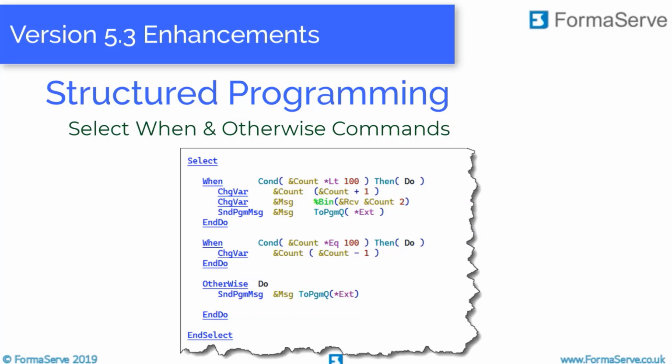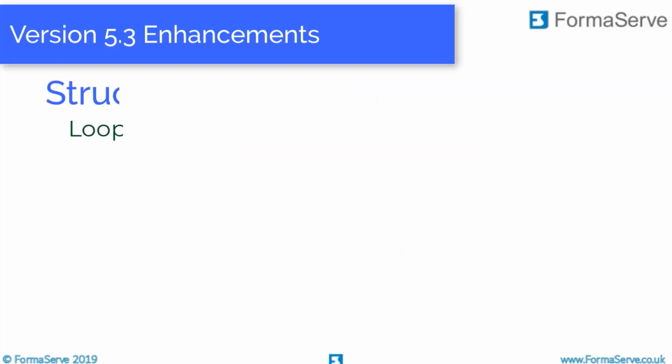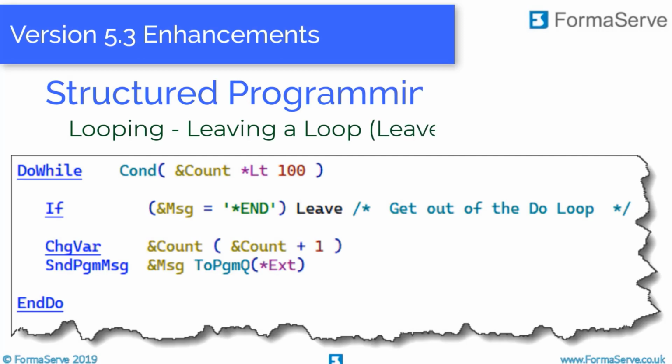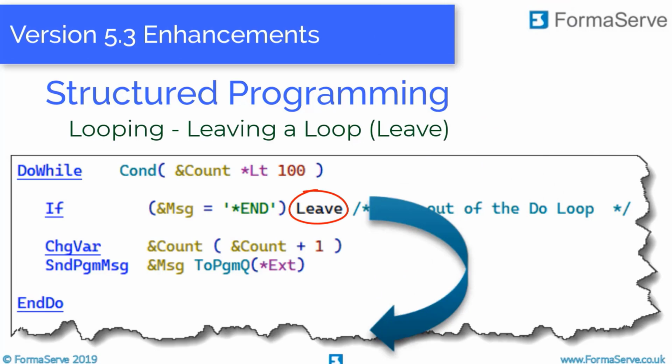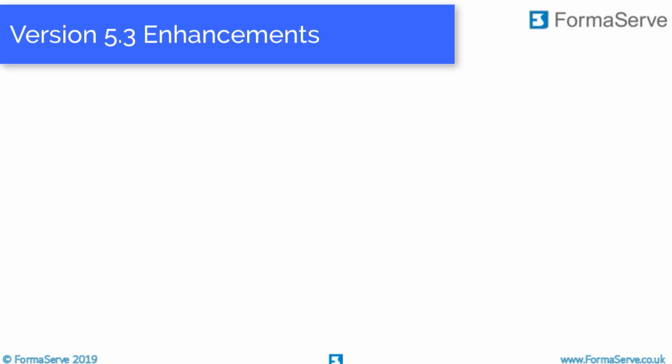So to summarize, the select statements are very useful. It saves us coding multiple ifs. If this, do this. If this, do that. If that, do that. So a very useful addition to CL programming. So how do we quit loop processing early? We use the leave command. The leave command will drop out of the loop and carry on processing after the end do.